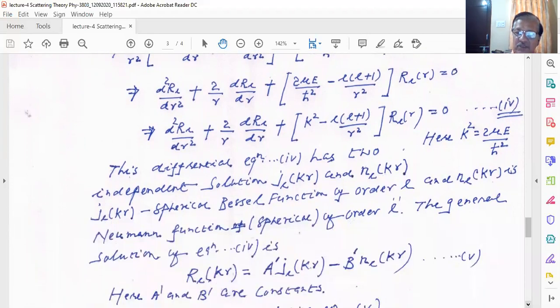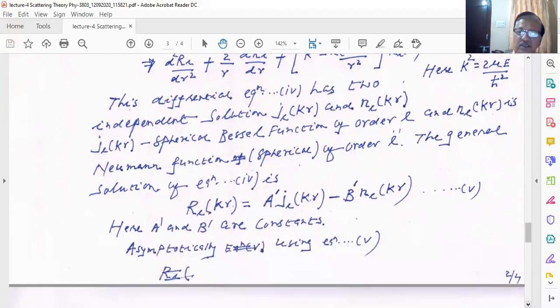So I can write down the general solution here. The general solution RL of KR is, instead of constant A, I write A prime JL of KR, plus or minus B prime NL of KR. So here you have a constant A prime, and here we have a constant B prime. These constants A prime and B prime we will determine when we write the equations. We will see how to find constant A, how to find constant B. So here these constants we will evaluate.